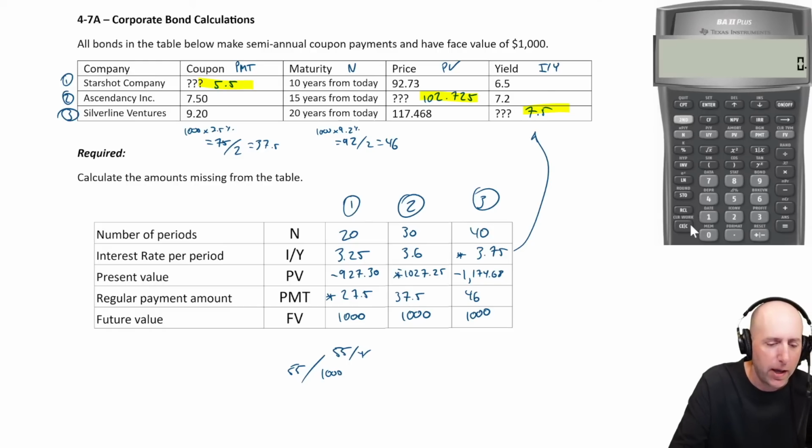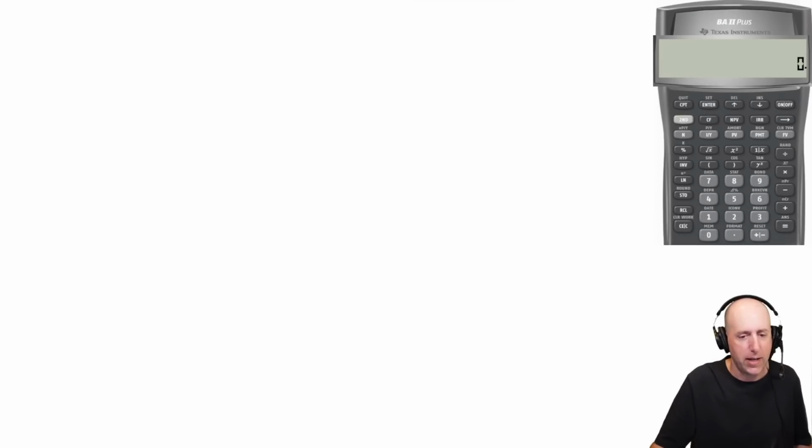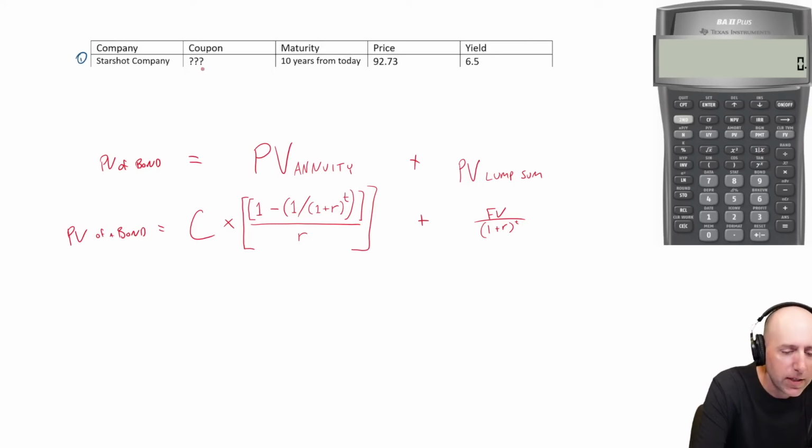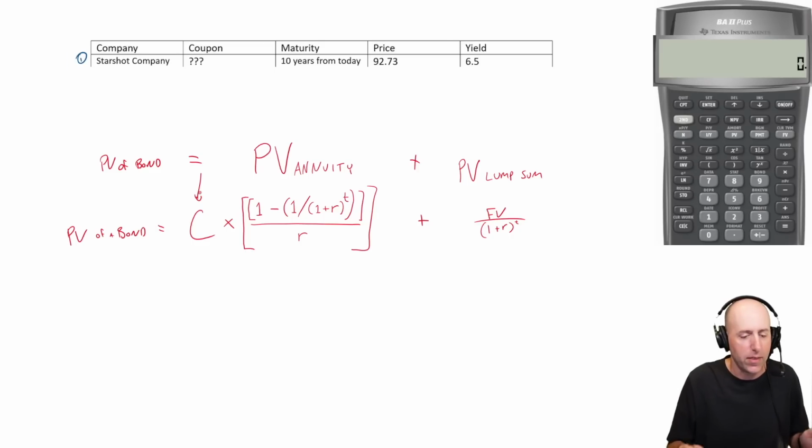But we'll do Starshot Company by hand. To do it by hand, you have to break the bond down into its component parts. There's the present value of an annuity, those recurring payments. We'll take the present value of those, and we'll also take the present value of the lump sum, the $1,000 at the end of the bond, and that combines to give us the present value of the bond. So this question, we're missing the coupon, right? The regular payment, the regular cash flow of the bond. That's what we're looking for, and that is right here.